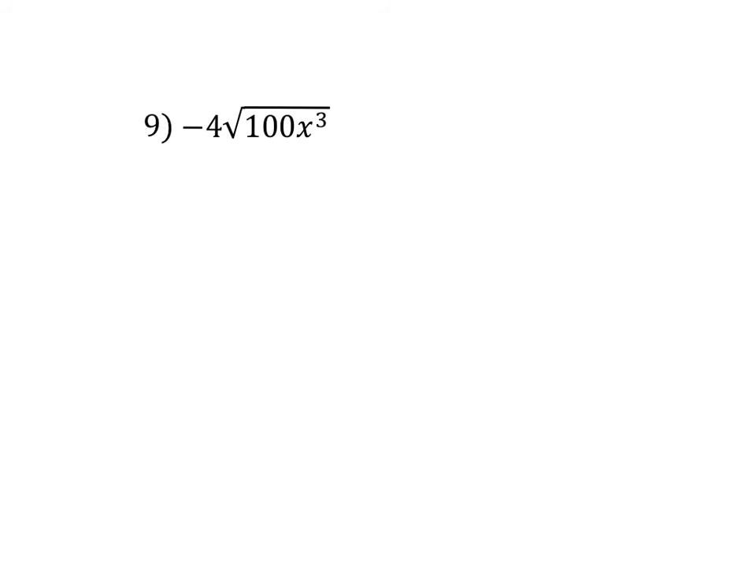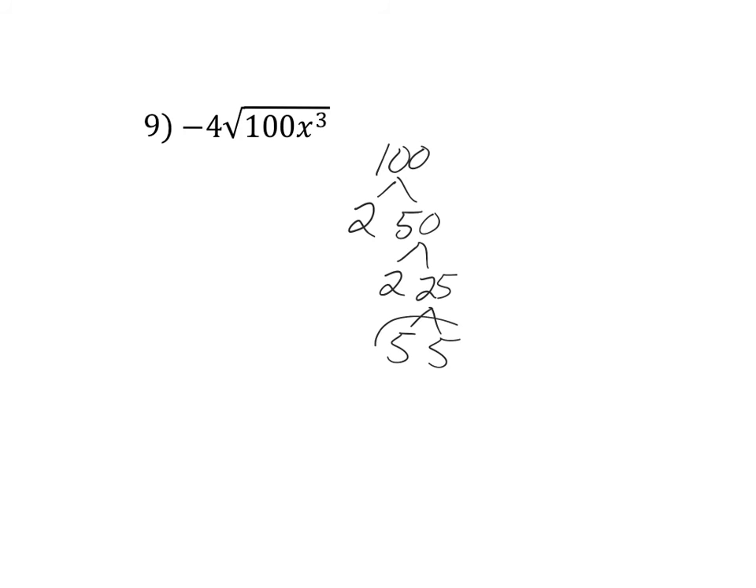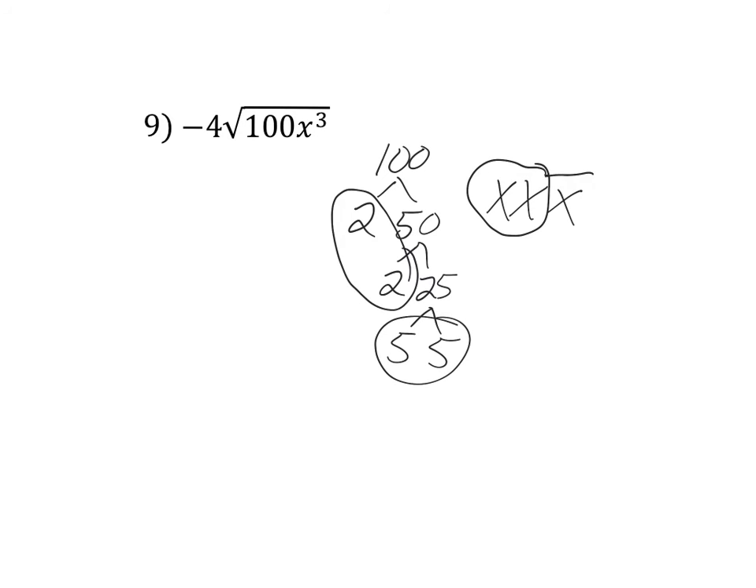For the next one, 100, again, we just know that this is a perfect square, but I'm going to go ahead and rewrite it out. So 2 and 50, 2 and 25, 5 and 5. So I have a pair of 5s, a pair of 2s. This one, I only have 3 X's. So I'm going to put a circle around the pair and a box around the plain X.